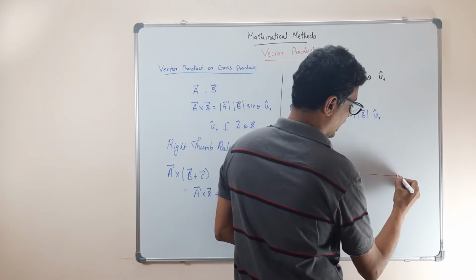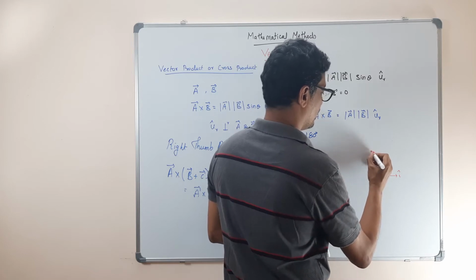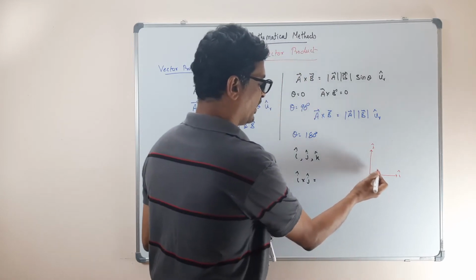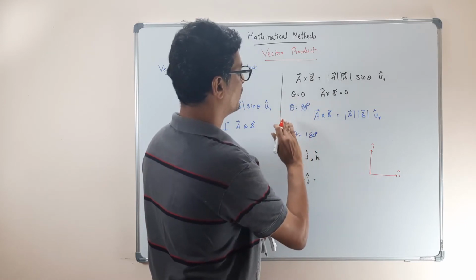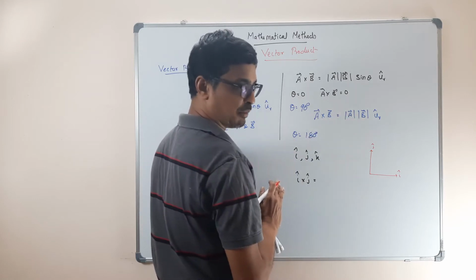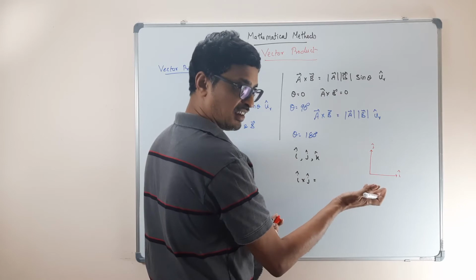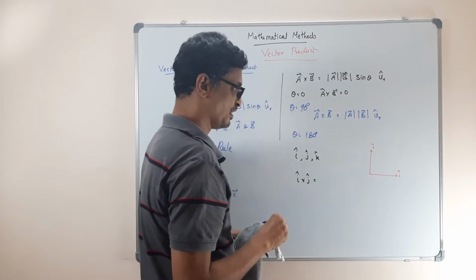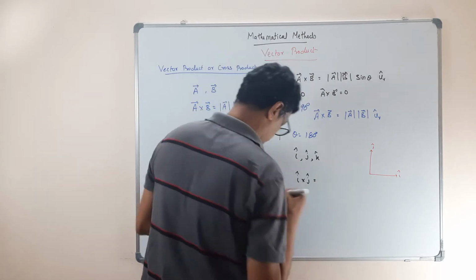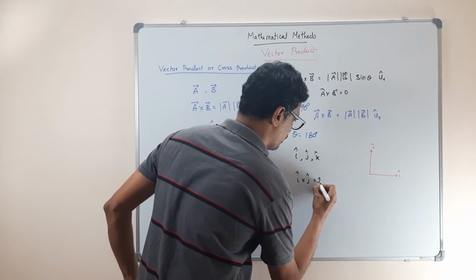Tell me the direction. You are having I cap and this is J cap. Of course, when they are at 90 degrees, the magnitude is just the product of both vector magnitudes. They both are 1, so 1 into 1, so 1. So what will be the direction? It will be perpendicular to these two. Okay, so its magnitude is 1. Now give me the direction.